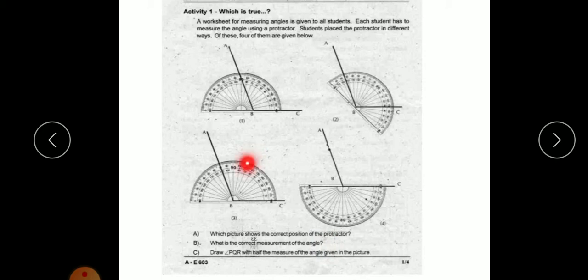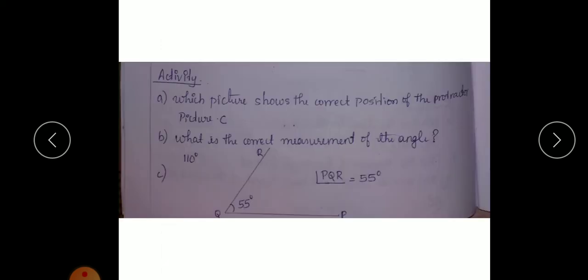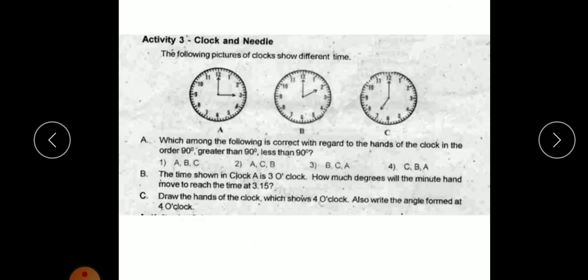Here it is given 110, is it? So you have to draw an angle PQR measuring half of 110 degree. Half of 110 degree means how much? 55 degree, is it? So you have to draw 55 degree. Here the answer is given. Angle PQR is equal to how much degree? 55 degree. Next question. Clock and needle.